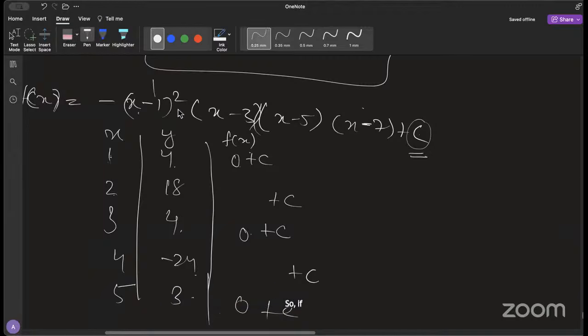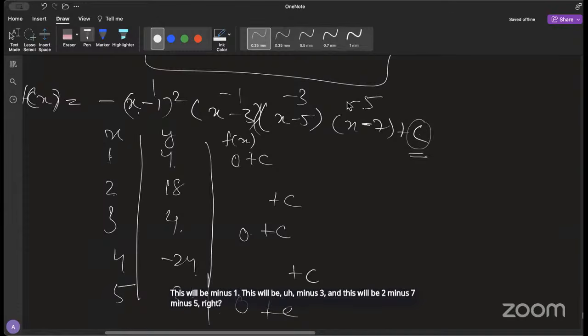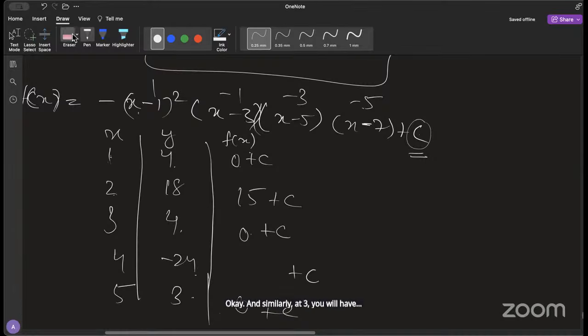So if I put 2 here, this will be 1. This will be minus 1. This will be minus 3. And this will be 2 minus 7, minus 5, right? So this will be minus 15 plus C. Negative 4 times 15 plus 15. Okay. And similarly at 3, you will have 2. Okay, 3 is 0, right? At 4, you will have 3. This is 1. This is 4 minus 1. Minus 27. This is minus 3. This is 9 and minus 27. Okay.